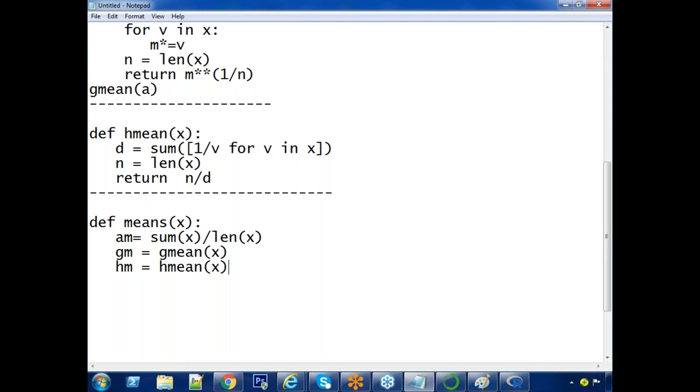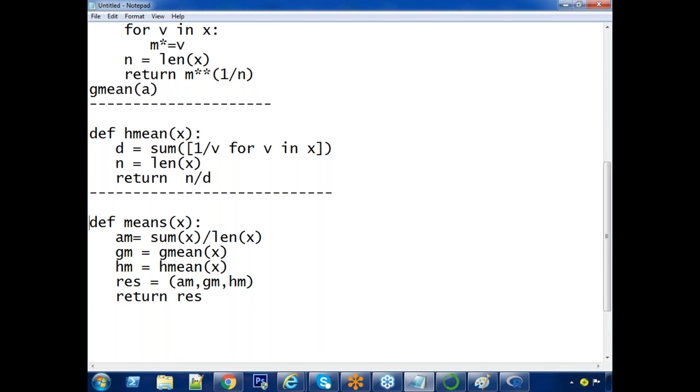hmean of x. But I cannot return multiple values, right? I cannot return multiple values. Keep the things as a tuple like AM, GM, HM. Now result is what? A tuple object. That means a single object. Now I can return it. Return result.